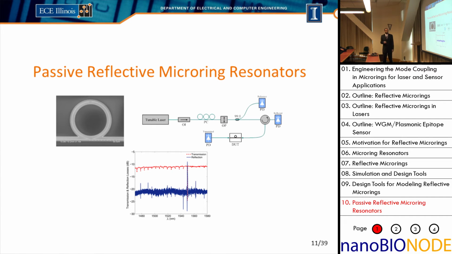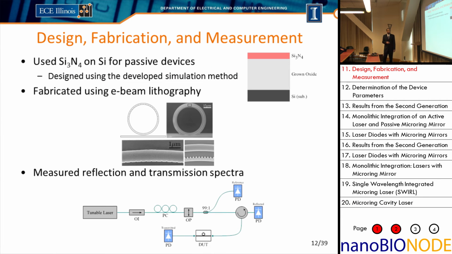And on each of these fibers are lensed tips so that we can focus light from the fiber into this microring resonator chip. And I'll explain how we were able to achieve these measurement results of having a single reflection peak. So our structure consists of a silicon nitride core on a grown thermal oxide of SiO2 on a silicon substrate. And we designed this using the simulation methods I previously described.